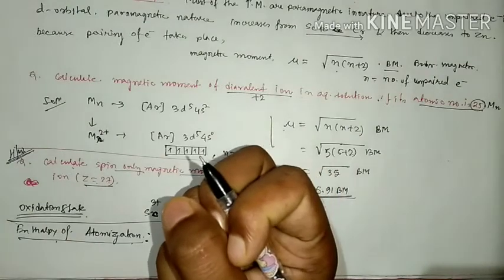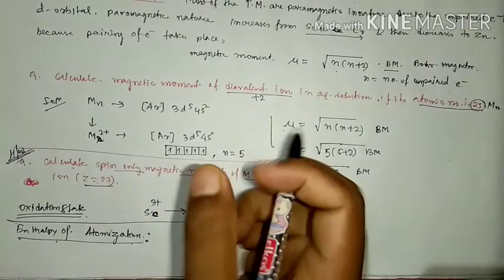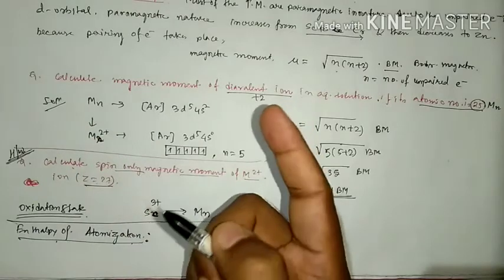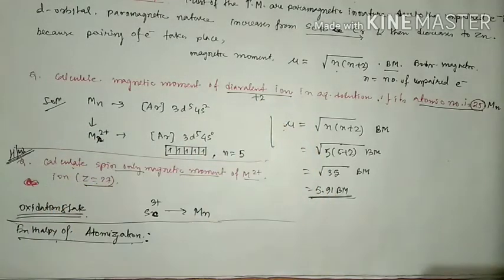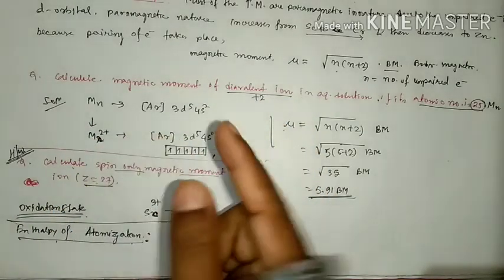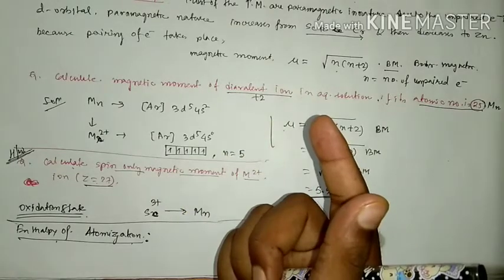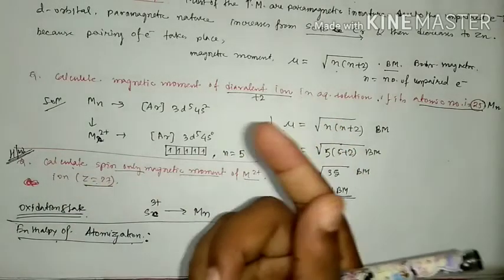group wise. Okay, group wise. So the energy which is required to form a single atom from the group of atoms is known as the enthalpy of atomization.